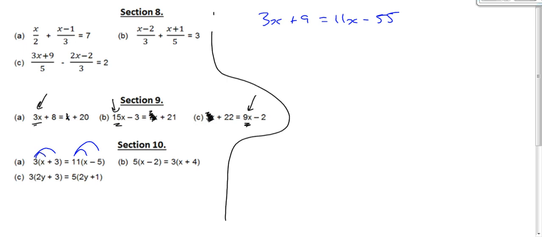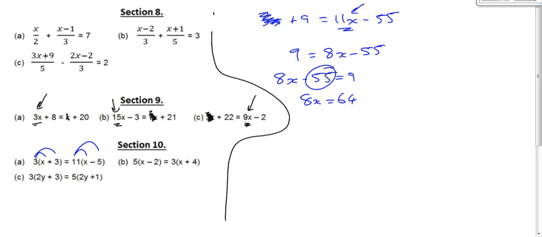Now, which side has got the most x's on? It's this side. So I want to get rid of these 3 x's. I'm going to get rid of 3 of these ones. End up with 9 equals 8x minus 55. I'm going to swap it around because it always troubles me when it's that way around. So I'm going to get rid of the minus 55 by adding it to the other side. So I've got 8x equals 64. If I divide by 8, I'm going to get 1x equals 8. Excellent stuff.